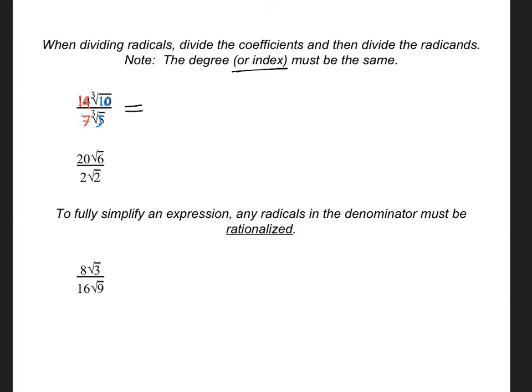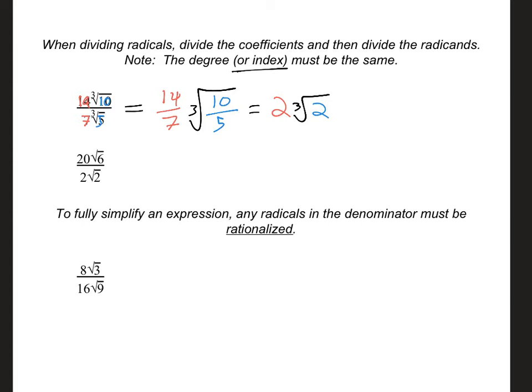So, what we can do is divide the coefficients, 14 over 7, and divide the radicands, so 10 divided by 5. So what we're going to get when we divide 14 by 7, this is 2, multiplied by the cube root of, and dividing 10 by 5, also gives us 2. So 2 times the cube root of 2.